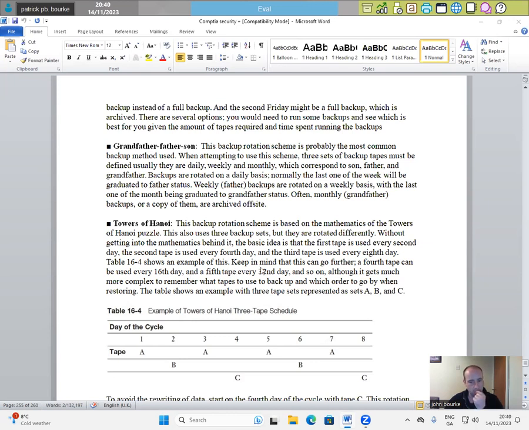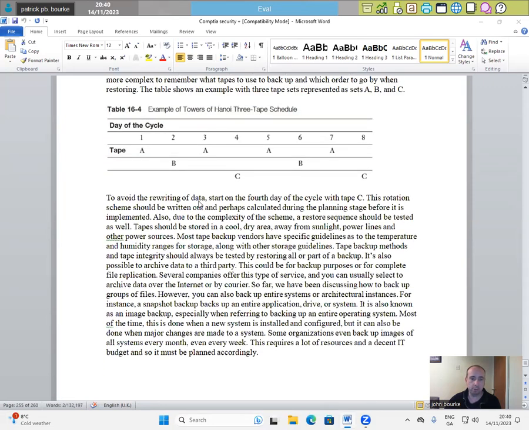Keep in mind that this can go further. A 4th tape can be used every 16th day and a 5th tape every 32nd day, and so on. Although it gets much more complex to remember what tapes to use to back up and in which order to go by when restoring. The table shows an example with 3 tape sets represented as sets A, B, and C.